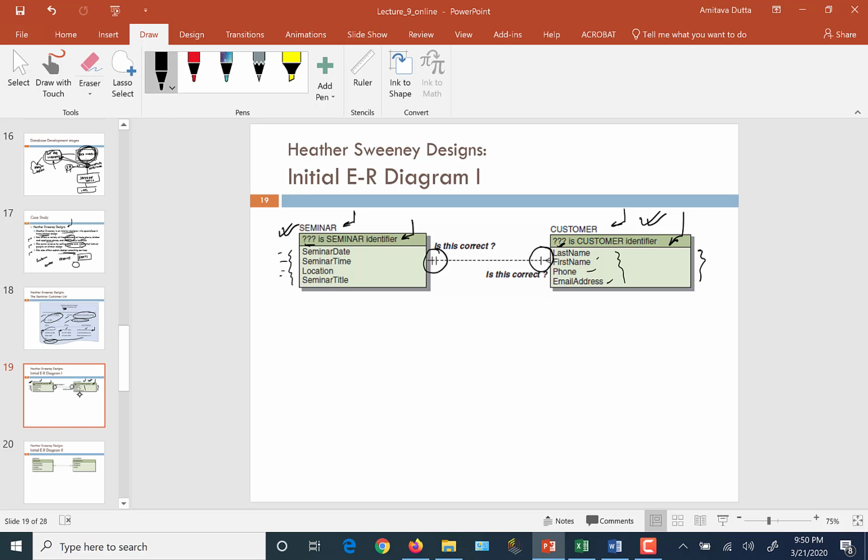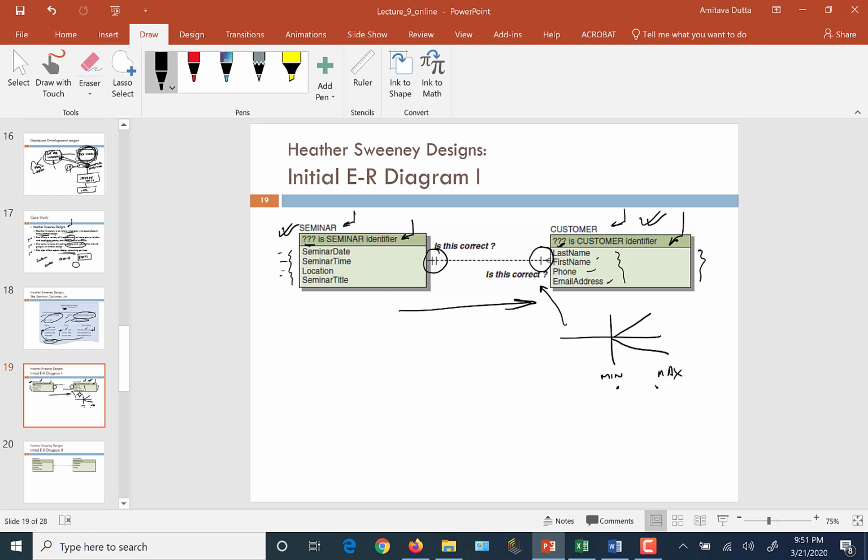Remember how the cardinalities are written and interpreted. If I expand this on the right-hand side, you have this symbol and you have this. The inner symbol is always the minimum cardinality. The outer symbol is always the maximum cardinality. So when I go from seminar to customer, I'm saying that one seminar is associated with at least one customer and at most many customers. I think you would agree that there can be many customers at a seminar.